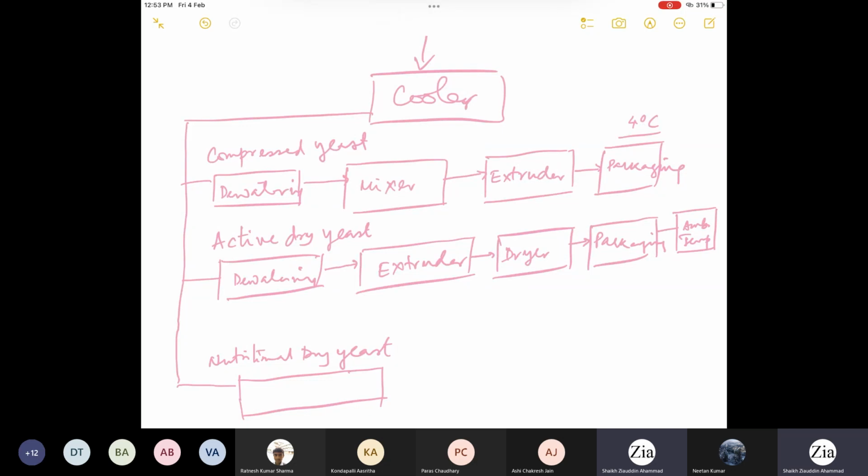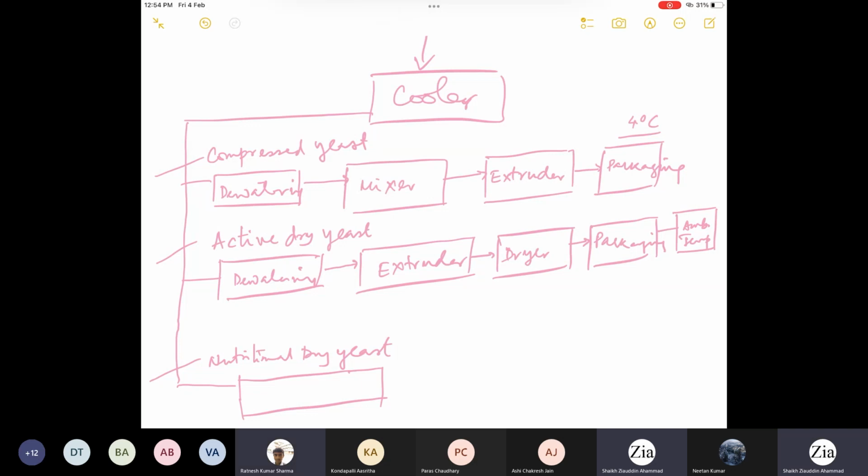So in the next class I'll mention the use of all these types of yeast. Why we call them active yeast, why we call them compressed yeast, why we call them nutritional dry yeast. We'll discuss that in the next class, their importance, and also why you need to prepare different kinds of yeast product in the same manufacturing process.